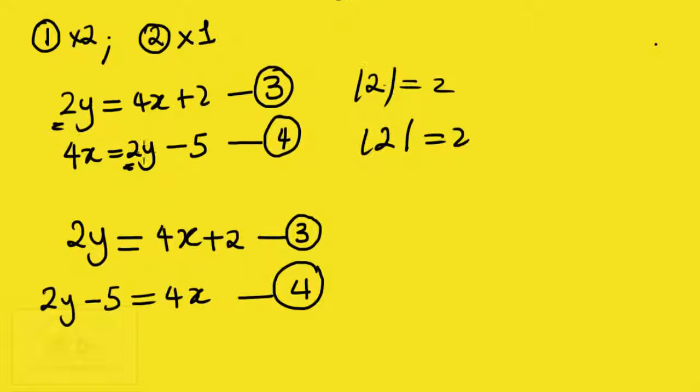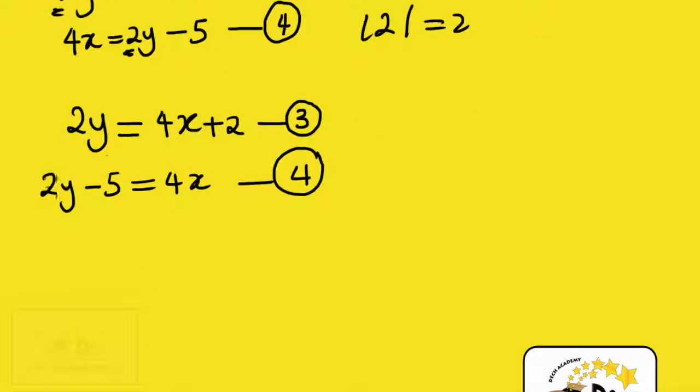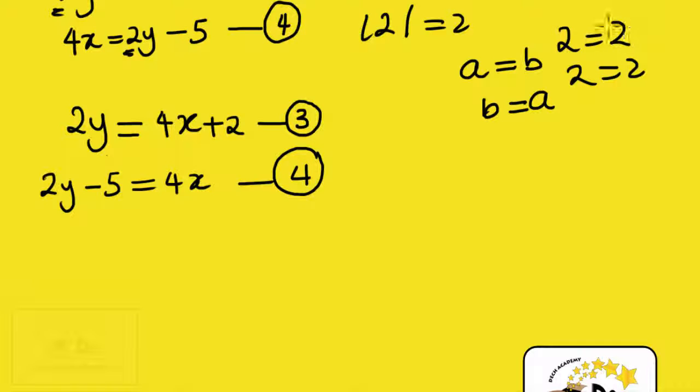And we achieved this with equation 4 by just swapping the left hand side and right hand side, because that's allowed. This equation says 4x is equal to 2y minus 5. All we're saying is, well, 2y minus 5 is equal to 4x. If I tell you that A is equal to B, it also means that B is equal to A. If two things are equal, then they're equal to each other, regardless of the order in which you state the equality.